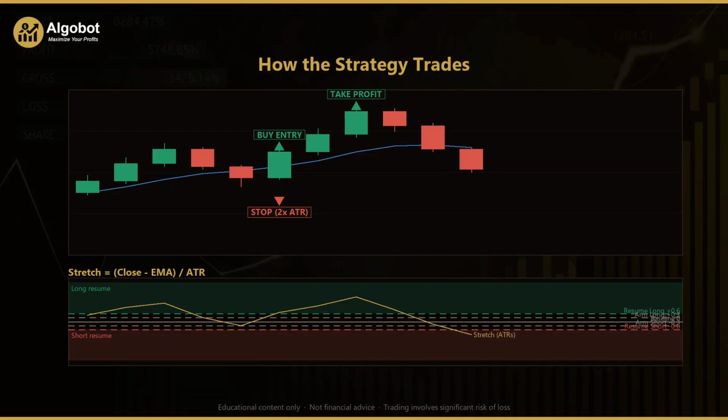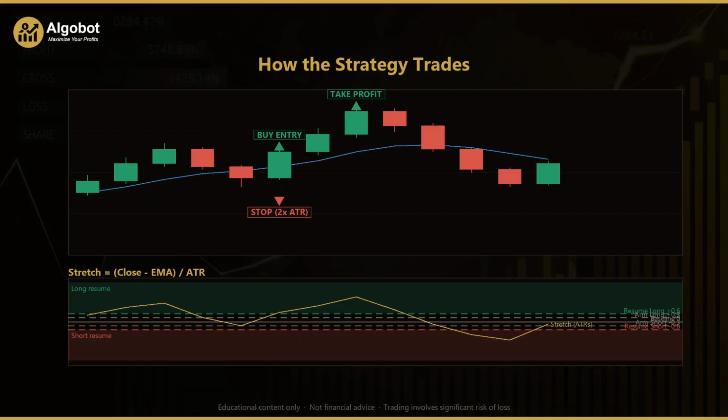From the entry, price extends higher through the following candles, exactly the continuation the strategy was waiting for. The stretch pushes to its highest reading of the sequence as price runs into the take profit target, and the long trade is complete. Notice we never tried to catch the very top of the first push. We waited for the pullback and joined the resumption.